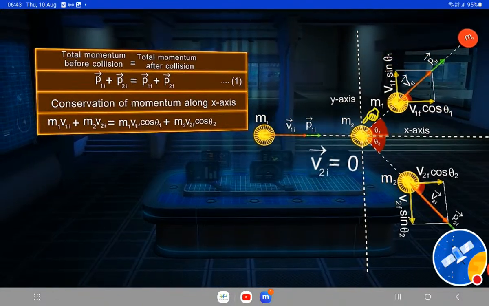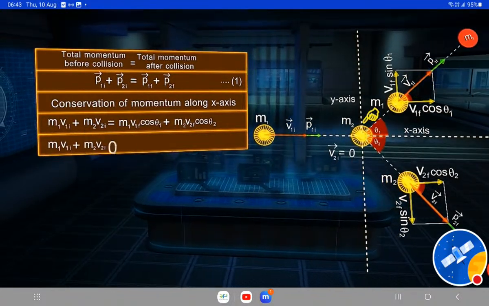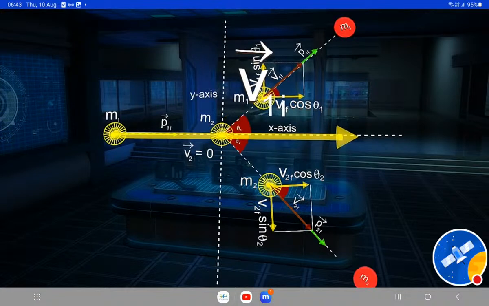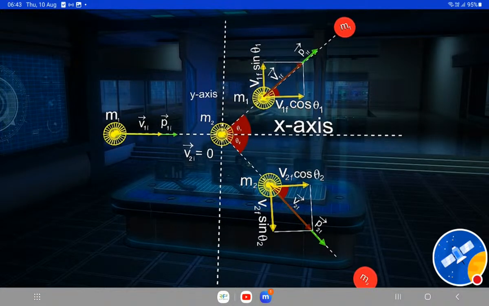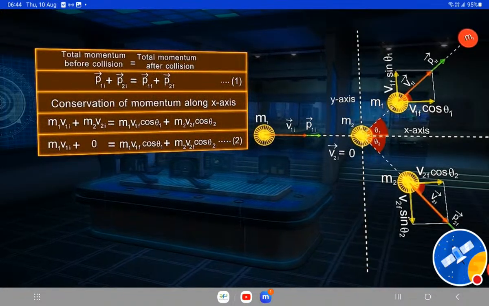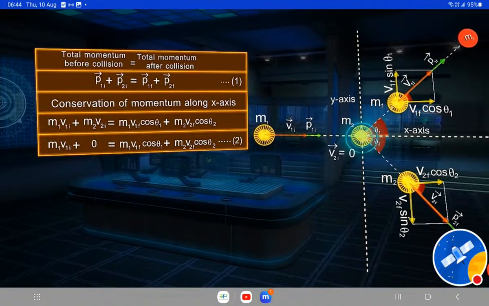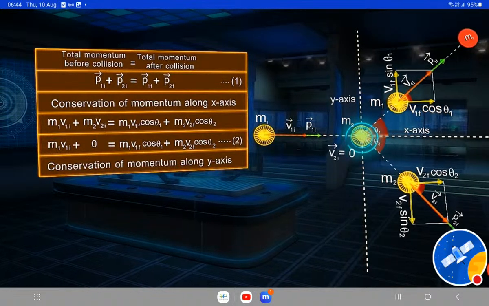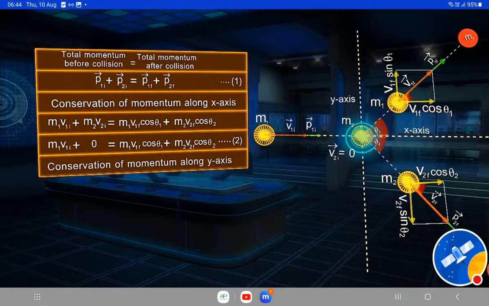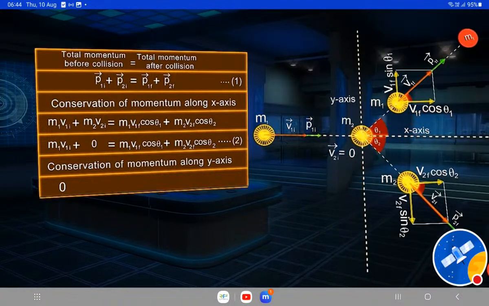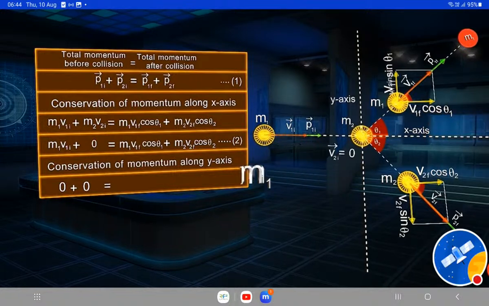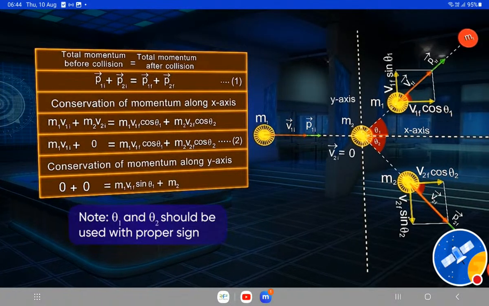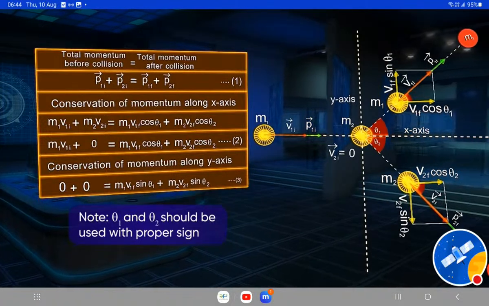Since v2i equals 0, we can rewrite the equation as follows. Observe that before collision, the velocity of the body was along the x-axis. Hence, its component along the y-axis is 0. Also, as puck 2 was at rest, the initial net momentum along the y-axis was 0. The expression for conservation of momentum along the y-axis can be written as 0 plus 0 equals m1 v1f sin theta 1 plus m2 v2f sin theta 2. Equation 3.